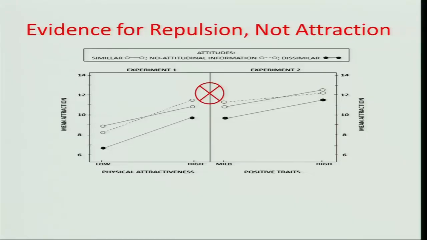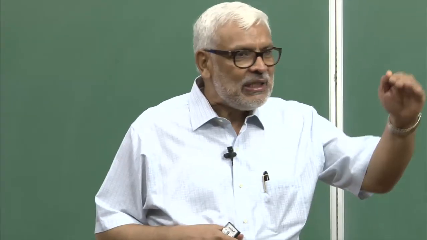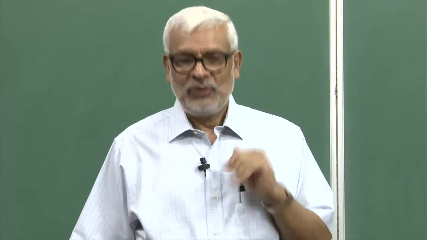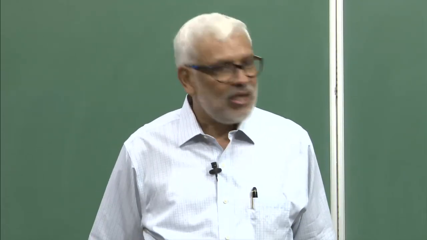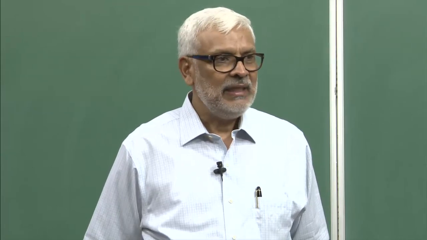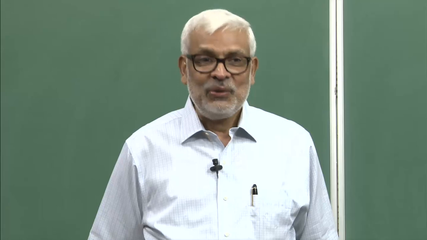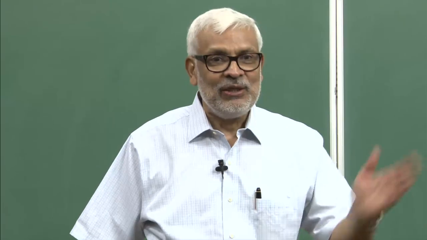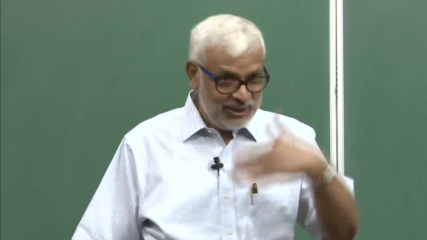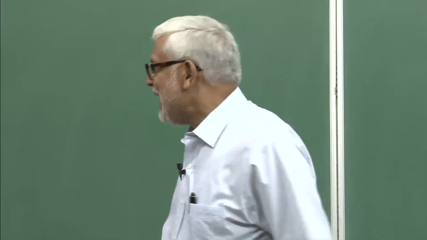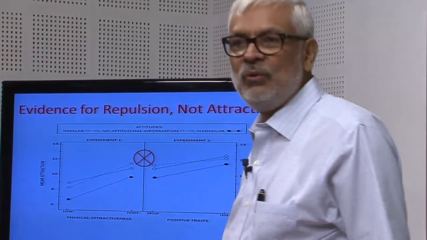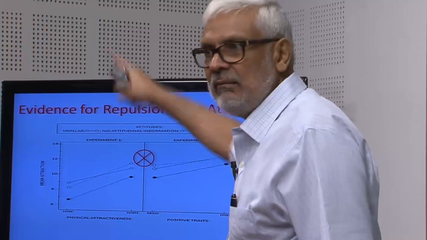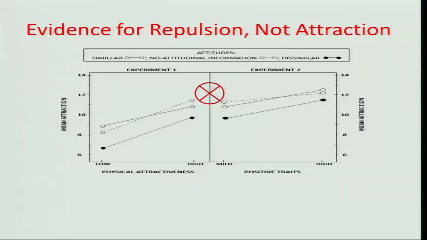Similar and personality lines do not differ. However, the dissimilar attitude line is lower. So he said, similar attitudes do not lead to attraction. In contrast, dissimilar attitudes do lead to repulsion. You see, somebody's entire work is demolished by two experiments. This is the way we have the scientific process here. Now, the question is, is it true? That's why I put a no entry sign. He said that similar attitudes do not produce attraction.